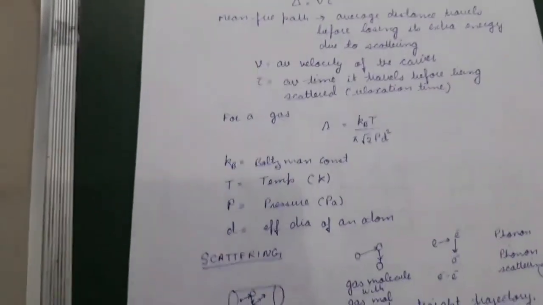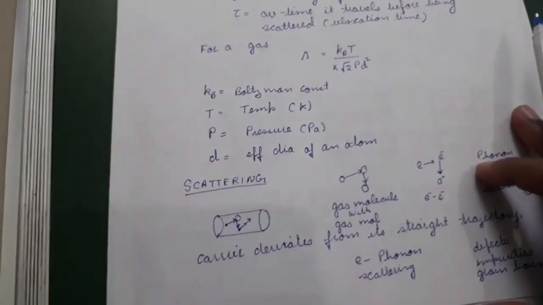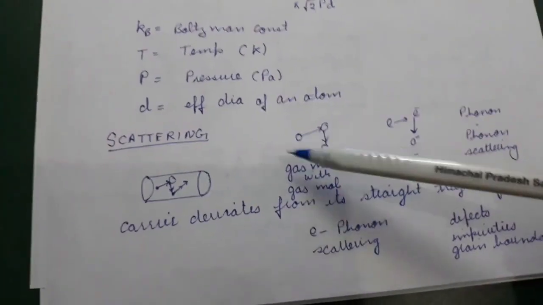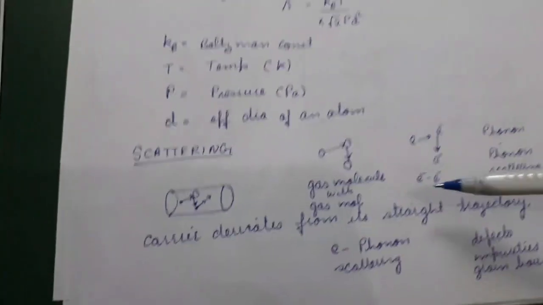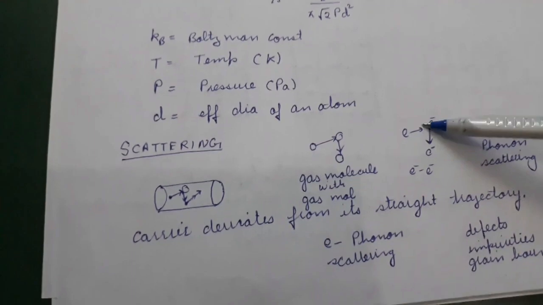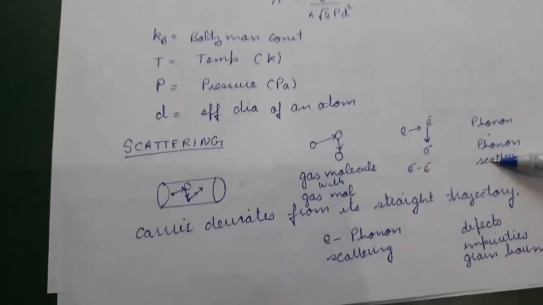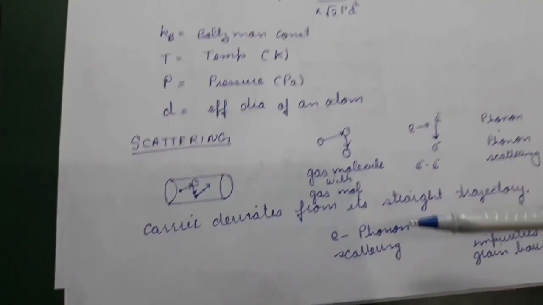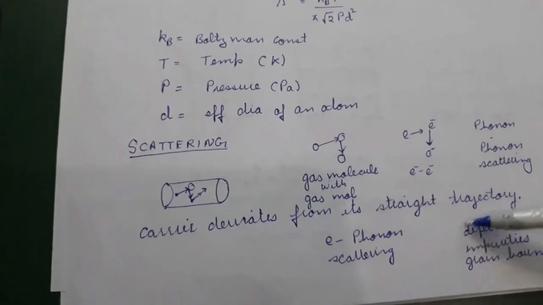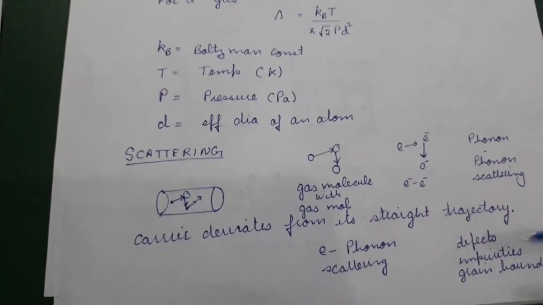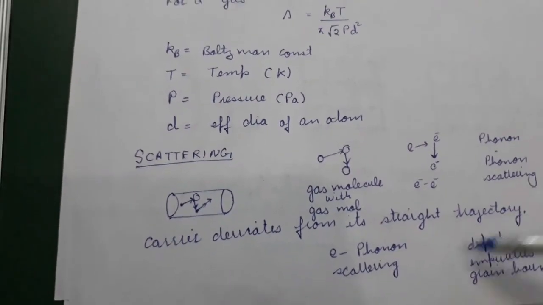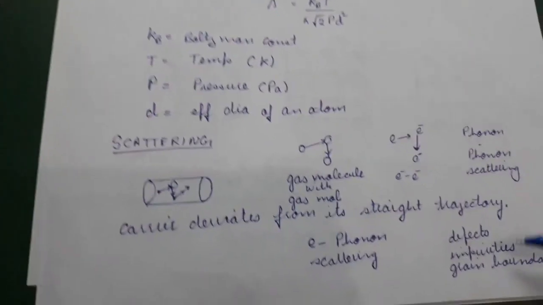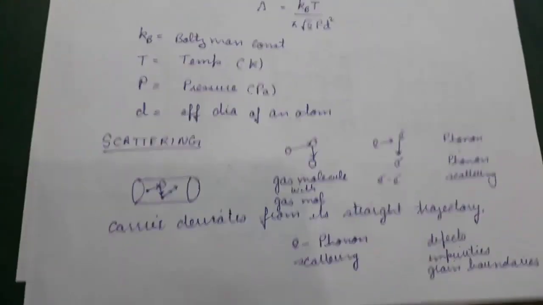Okay, so scattering will be of different types in different materials. For example, if it is gas molecules, then it is scattering of one gas molecule with another. If it is a solid material, electron scatters with electron, phonon scatters with phonon, or a cross coupling will also take place. For example, electrons scatter with phonons, or there might be defects, impurities and grain boundaries, and electrons and phonons might also be getting scattered by defects, impurities, and grain boundaries.